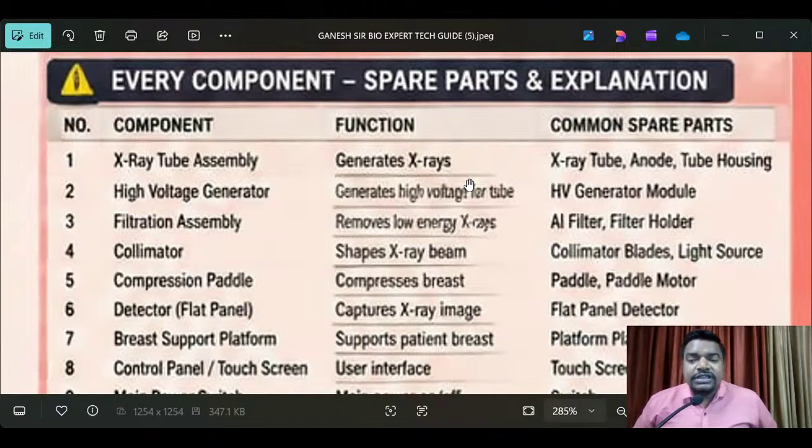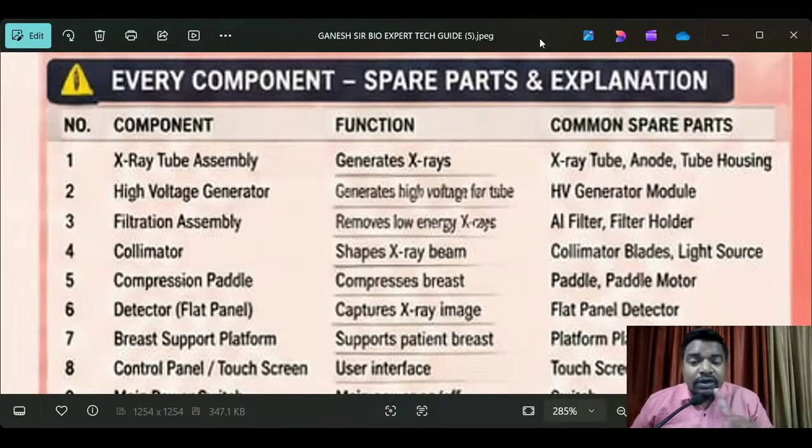If you are a new person, this information may be new to you. Okay, try to capture my points. Here, see X-ray tube assembly. Common spare parts here: X-ray tube, anode, tube housing. These are the points. Try to keep them in your mind, and practice in a practical way.